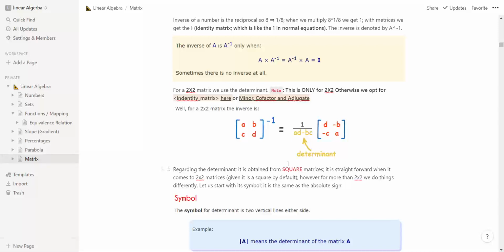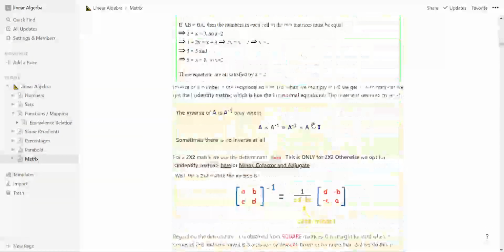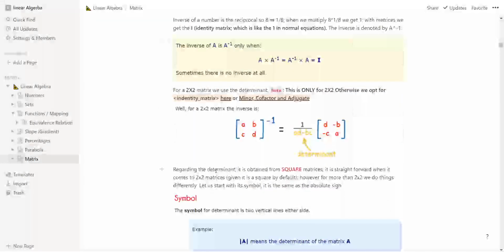Okay, so we can use those. Well, for 2 by 2. Okay, so regarding the determinant, it's obtained from square matrices.